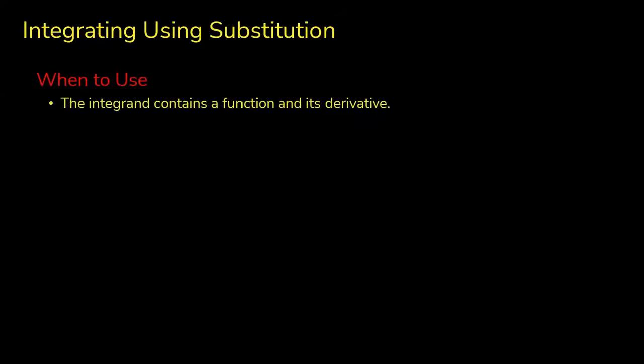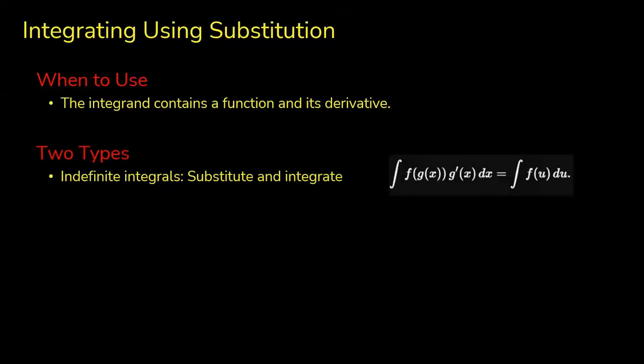Next, we come to integration by substitution. This is basically how we undo the chain rule. You use this when the integrand contains a function and its derivative. For indefinite integrals, you're going to substitute and integrate. Make sure you rewrite your final answer in terms of x, and don't forget the plus c.